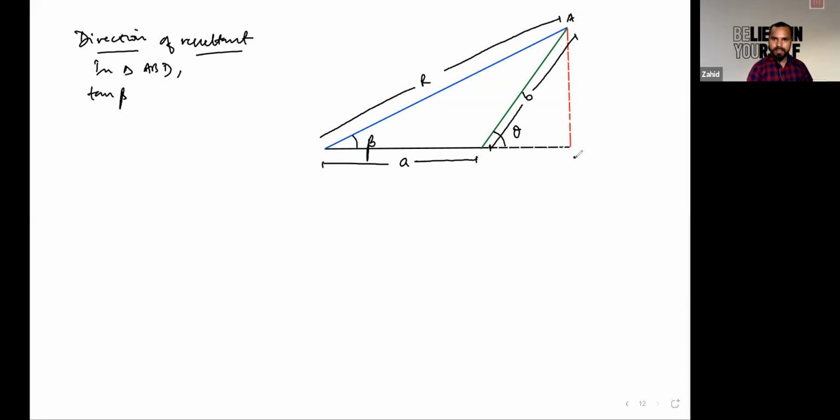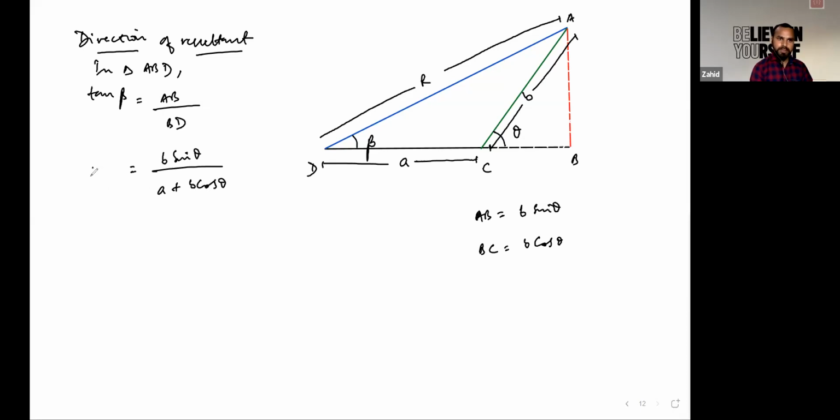ABD, this is A, B, C, in which I defined in the last part, AB is equal to B sine theta, and BC is equal to B cos theta. So if we calculate tan beta, which is perpendicular over base, divided by base, you will get B sine theta divided by A plus B cos theta is equal to tan beta. Is it clear? Yes, sir.